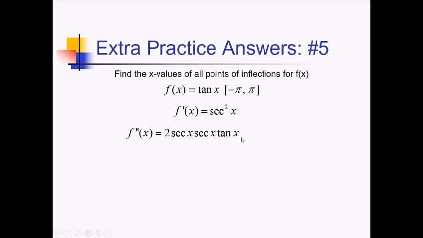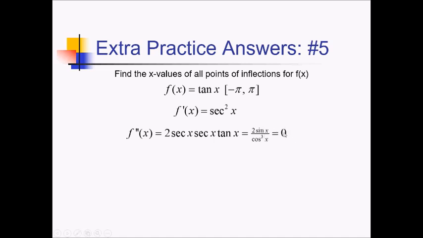I'm going to simplify this a little bit so that I can find critical values more easily. I can think of this as 1 over cosine, 1 over cosine, and sine over cosine. That gives me a grand total of 2 sine of x over cosine cubed of x if I multiply all those cosines in the denominator together. And I'm trying to figure out where this thing is either 0 or undefined.